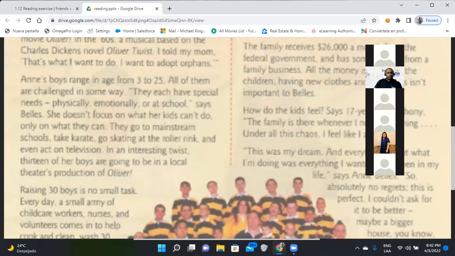Anne's boys range in age from 3 to 25. All of them are challenged in some way. They each have special needs physically, emotionally, or at school, says Bells. She doesn't focus on what her kids can't do, only on what they can. They go to mainstream schools, take karate, go skating at the roller rink, and even act on television. In an interesting twist, 13 of her boys are going to be in a local theater production of Oliver.